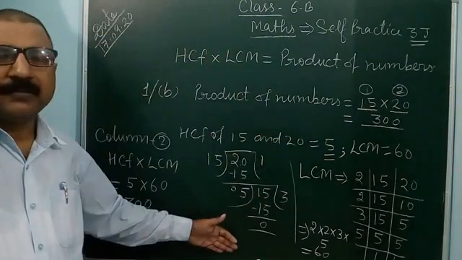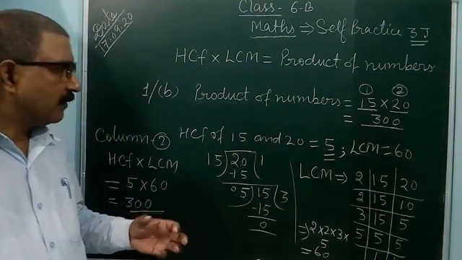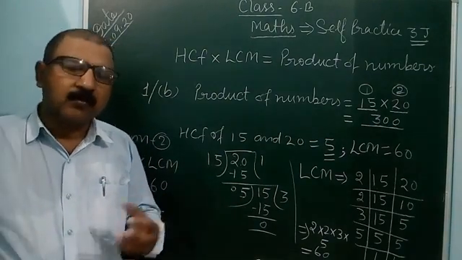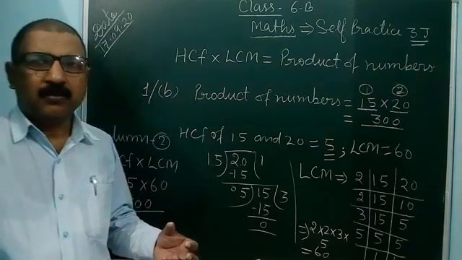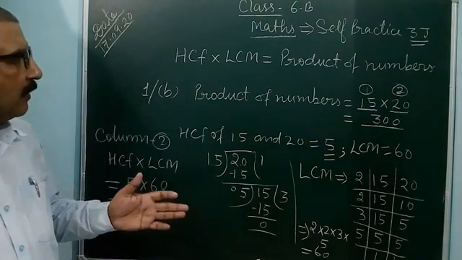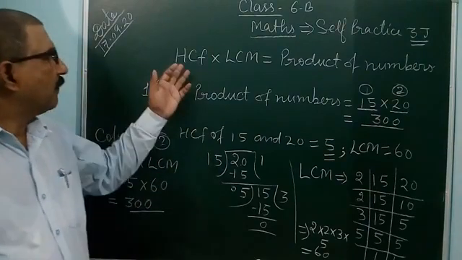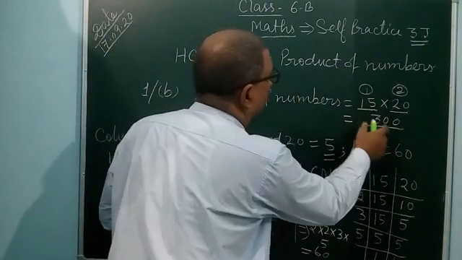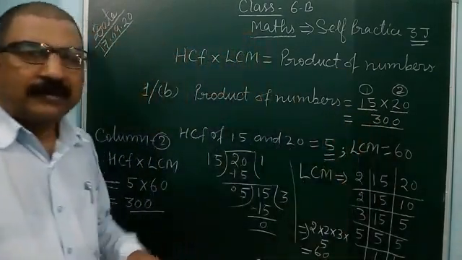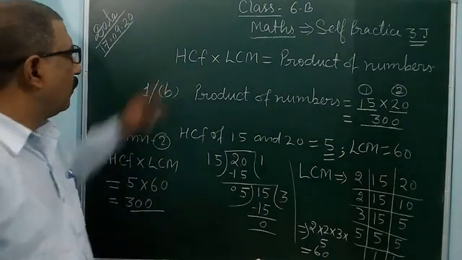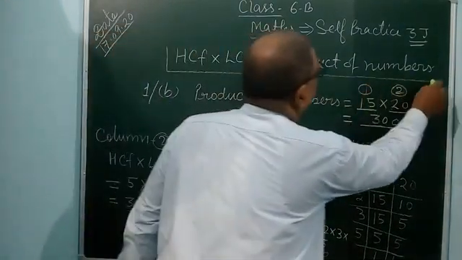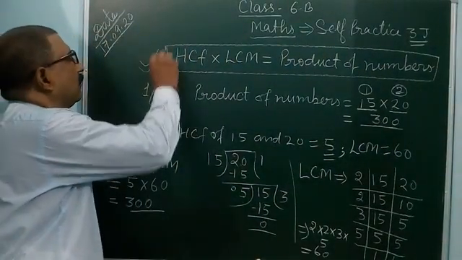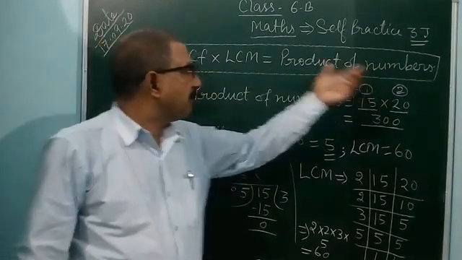I explained it to show you the fact, what the relation is between the numbers and LCM, and the numbers and HCF. So the product of numbers is also equal to the product of HCF and LCM. If you have the product of numbers as 300, you can directly write by this formula. This is the formula. This is the important formula.